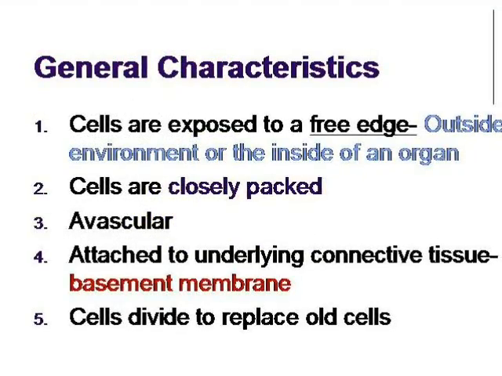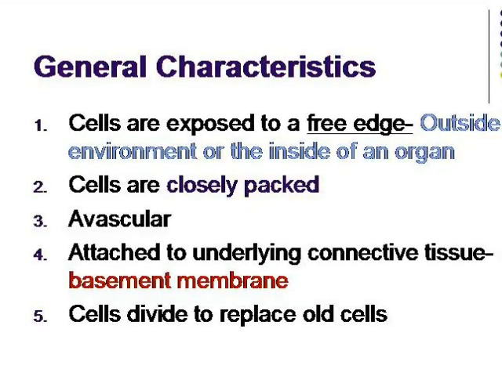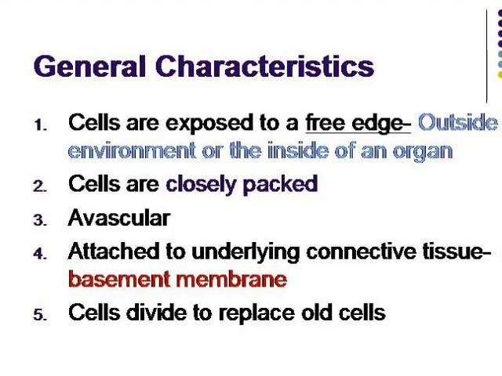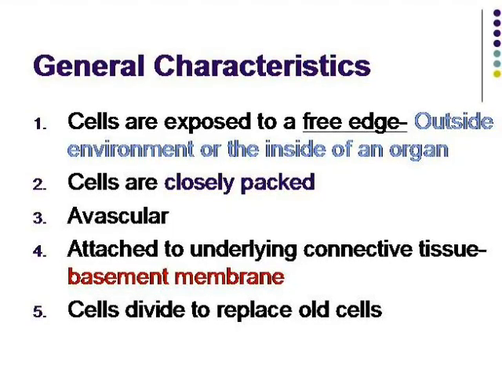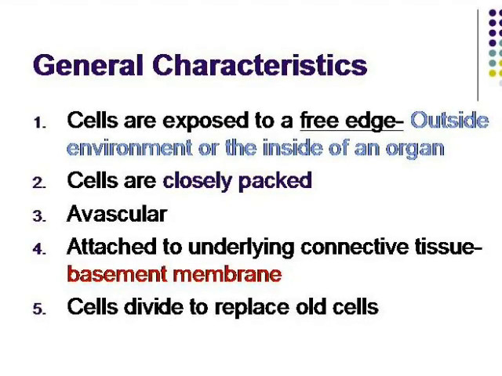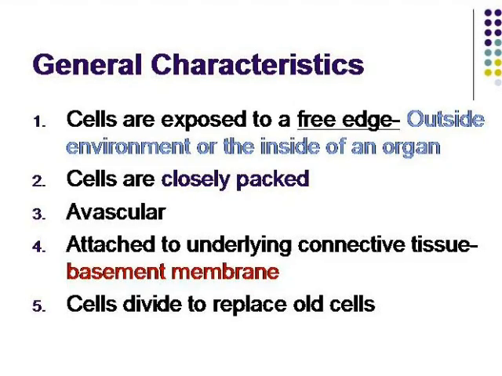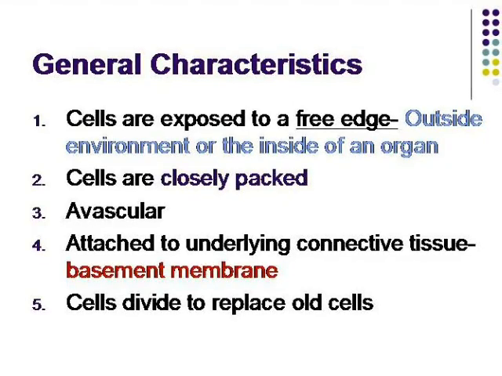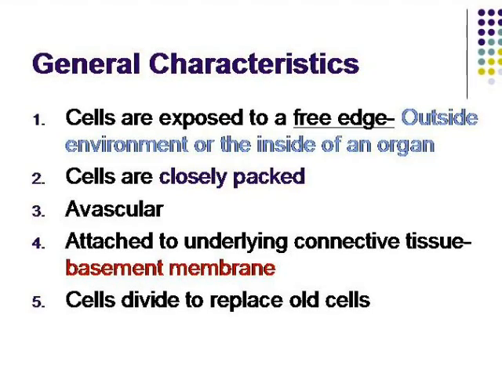Epithelial tissue have some general characteristics that make them different from the other tissues that we will discuss. The first characteristic is that epithelial tissue will always be exposed to a free edge. This is sometimes referred to as the apical surface. The outside environment or the inside of an organ would be considered a free edge, such as the skin being exposed to the outside environment.